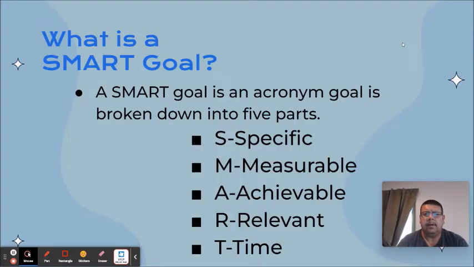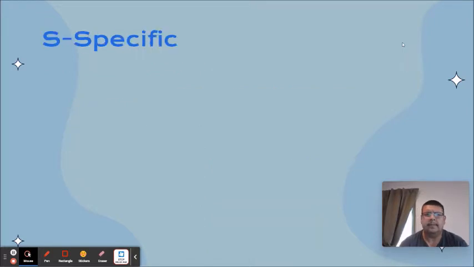All right, what is a SMART goal? A SMART goal is an acronym goal and is broken down into five parts: specific, measurable, achievable, relevant, and time bound. All right, let's go ahead and learn about all the five letters of SMART.